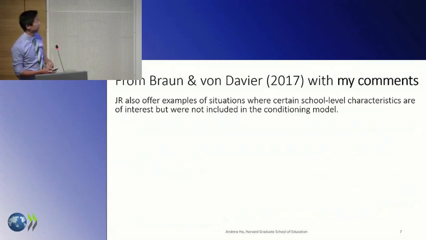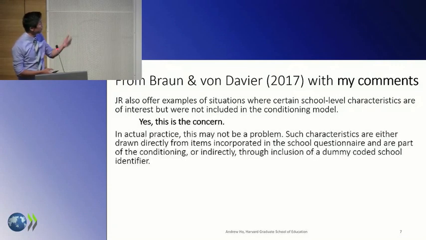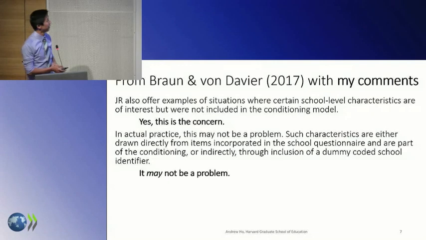Right. So again, here's sock puppet Henry and sock puppet Matthias here. They're talking about Jacob and Rothstein here. "Also offer examples of situations where certain school level characteristics are of interest but were not included in the conditioning model." Yes, this is the concern. "And in actual practice, this may not be a problem." Again, this is their thesis, right? "Such characteristics are either drawn directly from items incorporated in the school questionnaire and are part of the conditioning, or indirectly through inclusion of a dummy coded school identifier." And again, this may not be a problem. It may not be a problem is what I'm going to press on, right?